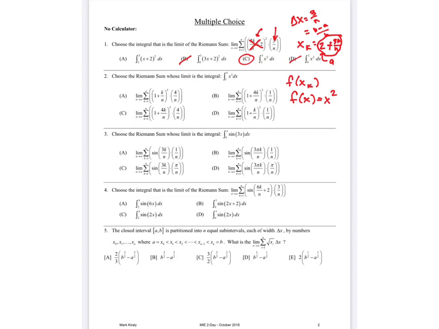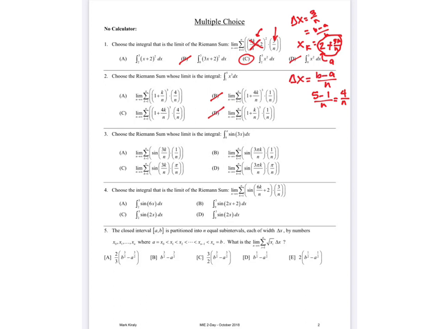Okay. So now let's look at the second one. It says choose the Riemann sum whose limit is this integral from 1 to, is that a 5? Okay, so from 1 to 5. So toolkit wise, first thing I'm going to do is find delta x. If I'm going on the interval from 1 to 5, then my delta x is going to be b minus a over n, 5 minus 1 over n, which is 4 over n. Okay, so it can't be b or d.